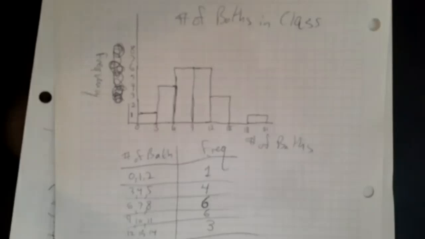So maybe it might be worth noting, like we said, histograms typically don't have spaces between the bars. You might notice there's a space here, but that's because we had no values in there, right? So you might see something like that, but typically there aren't spaces between the bars like you see in your bar graphs.